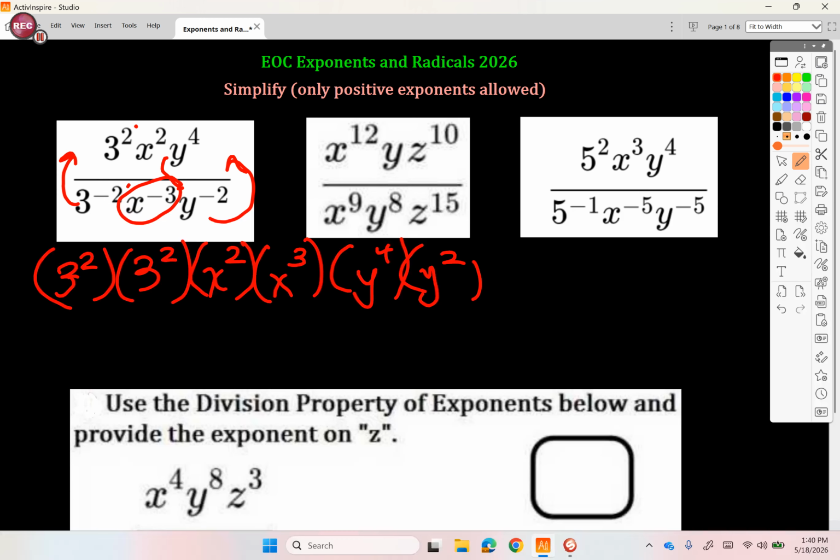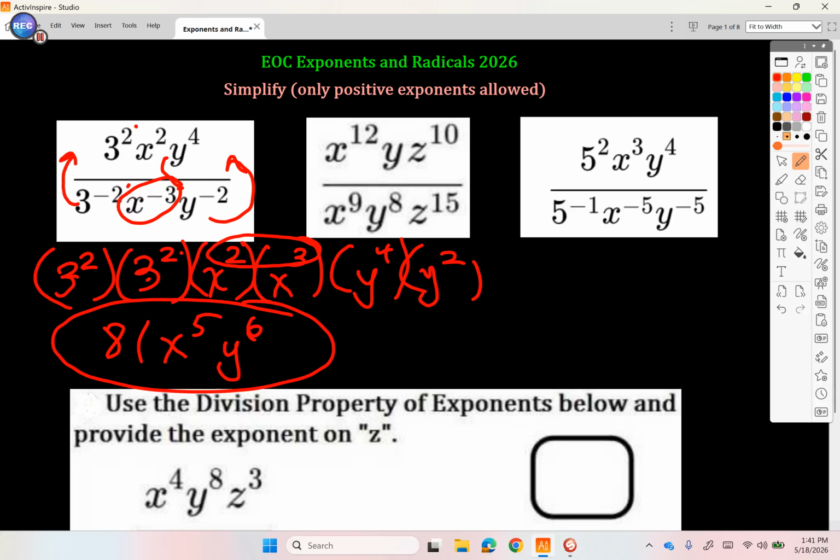3 to the second power times 3 to the second power gives you 3 to the fourth power, which is 9 times 9, 81. Now here, the multiplication rule for exponents is add your exponents. So we have 81, x to the fifth, and y to the sixth. Now because there's no negative exponents, you leave it just like that, you're done.